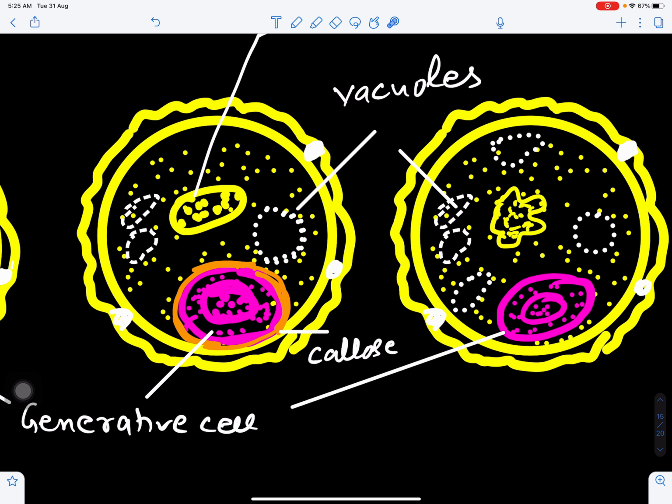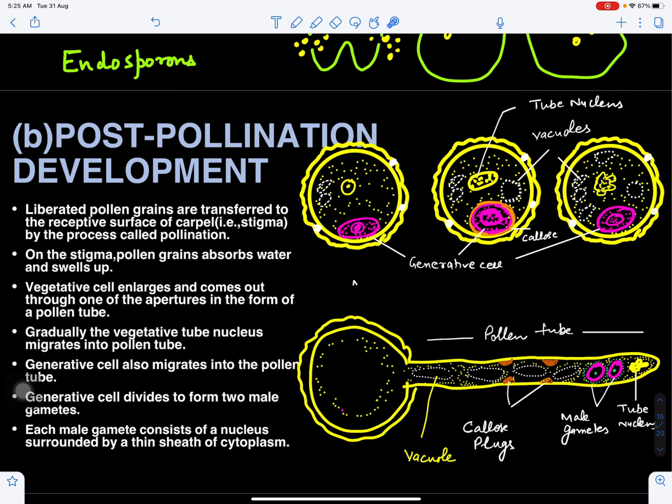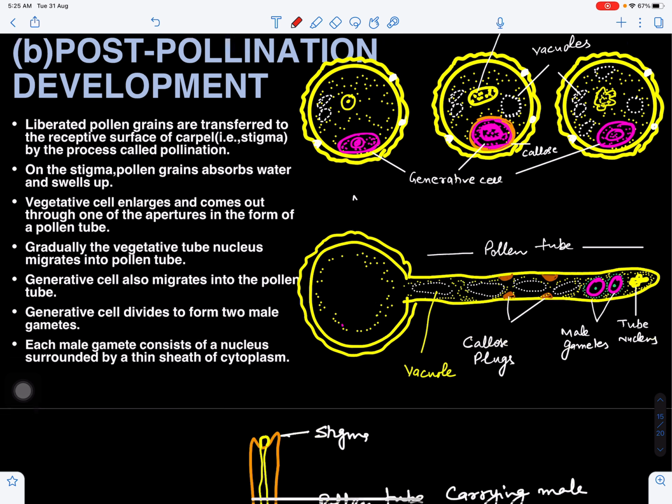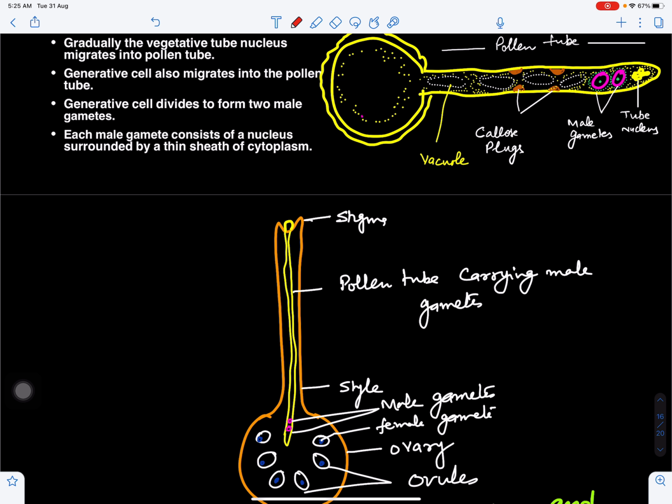Okay. And this area of the cytoplasm is rich in reserve food materials, and these are the vacuoles which have developed inside it. Now, at 2 cell stage or at 3 cell stage, this will fall on the stigma of the flower, right? We can see here, this is the stigma. This part is ovary, and this is the style, and this is the stigma. And here pollen grains fall and they start germinating to form the pollen tube.